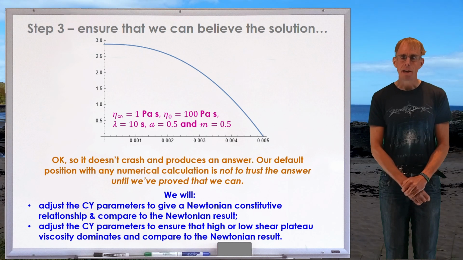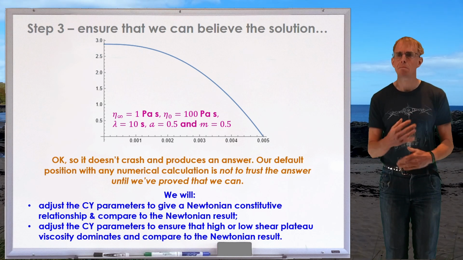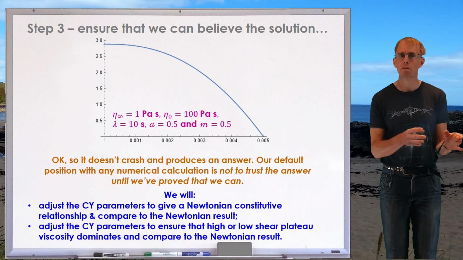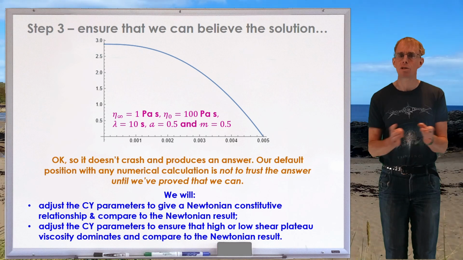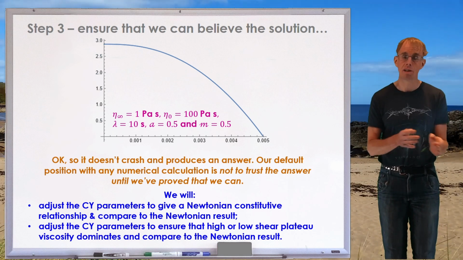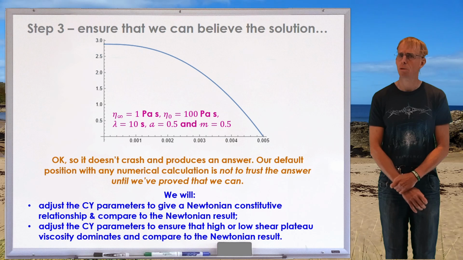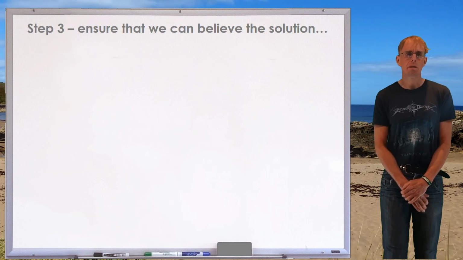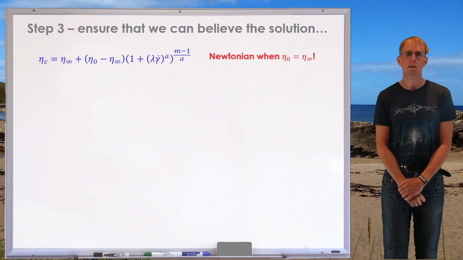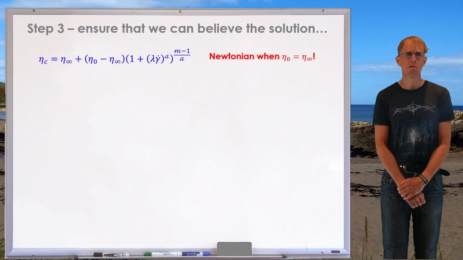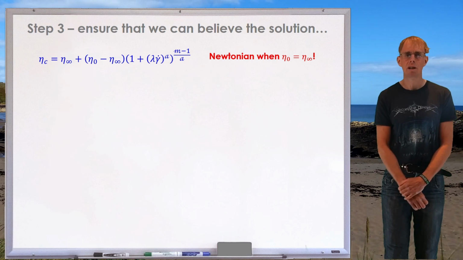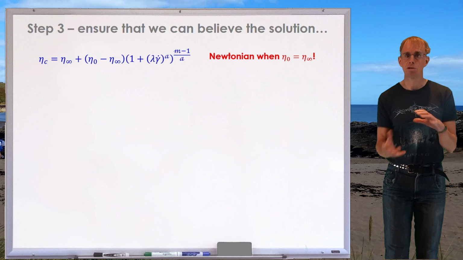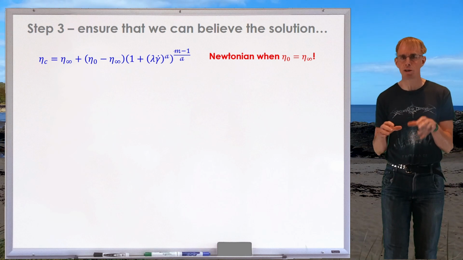Okay. Then we might want to test it a little bit more stringently. And we might say, well, why don't we shift the Carreau-Yasuda parameters to one or other of the Newtonian plateau viscosities and test it that way? You might at this point ask, well, what's the difference between the two? Let me show you. So, our Carreau-Yasuda constitutive equation is as follows. We've got our variable viscosity eta c being a function of eta infinity plus the difference of the plateau viscosities times a bunch of terms that then involve the shear rate.